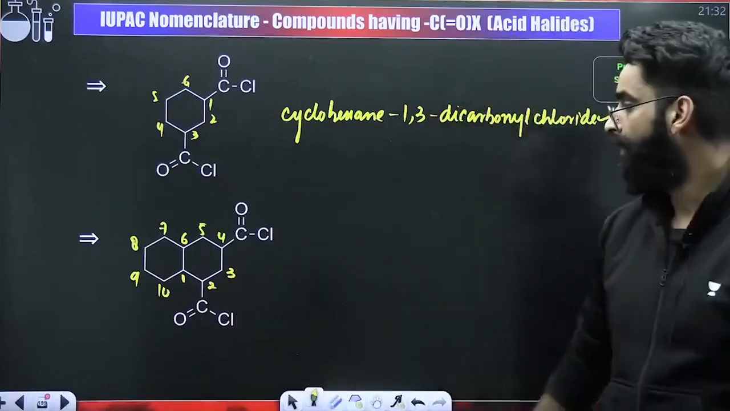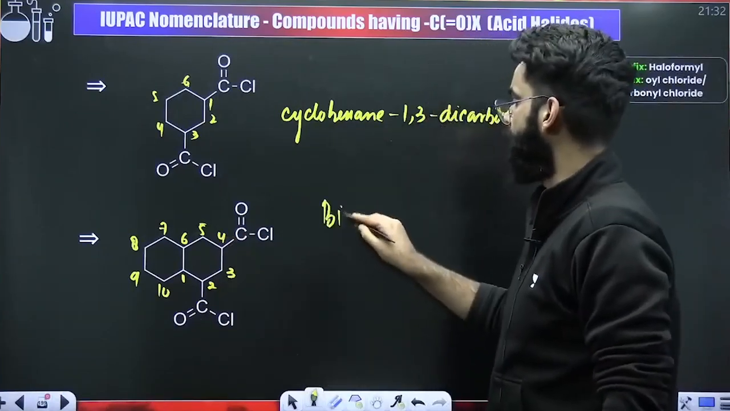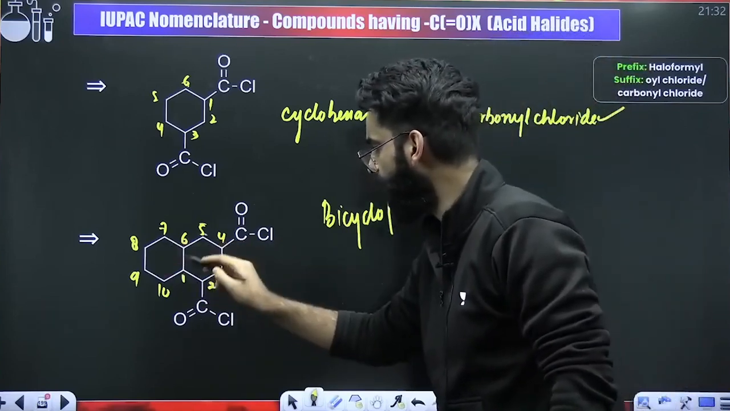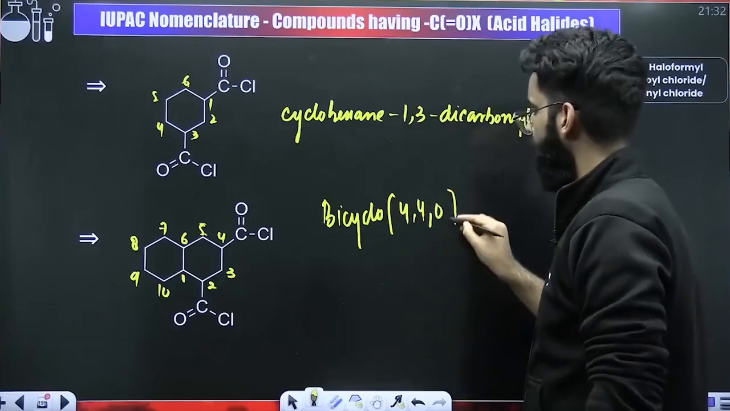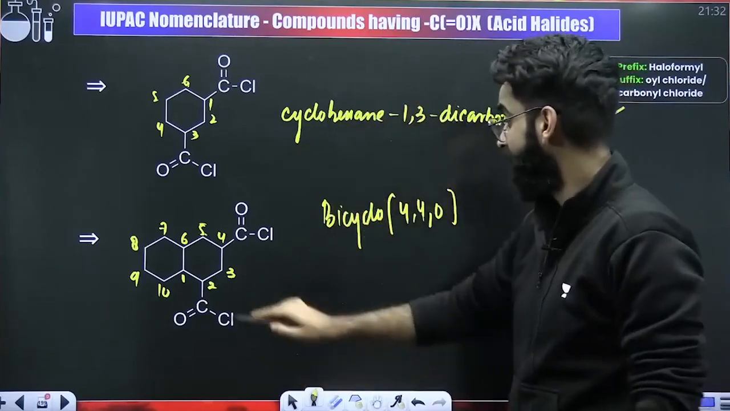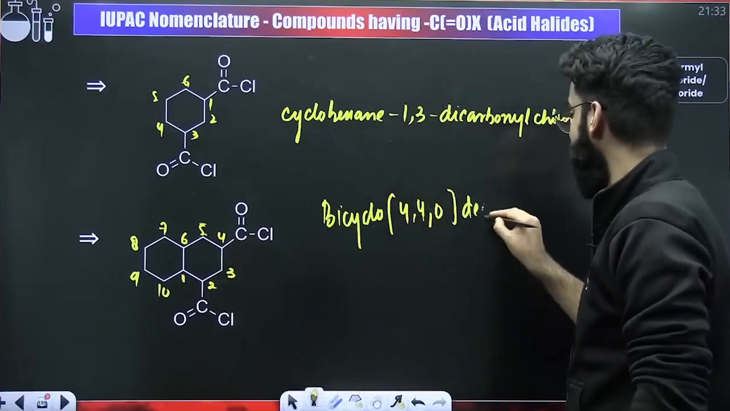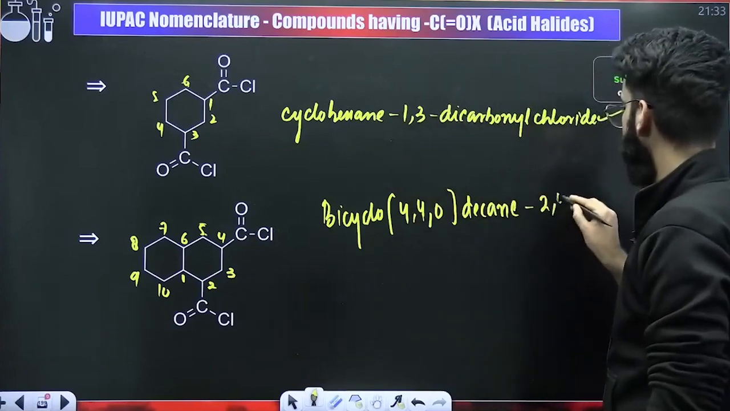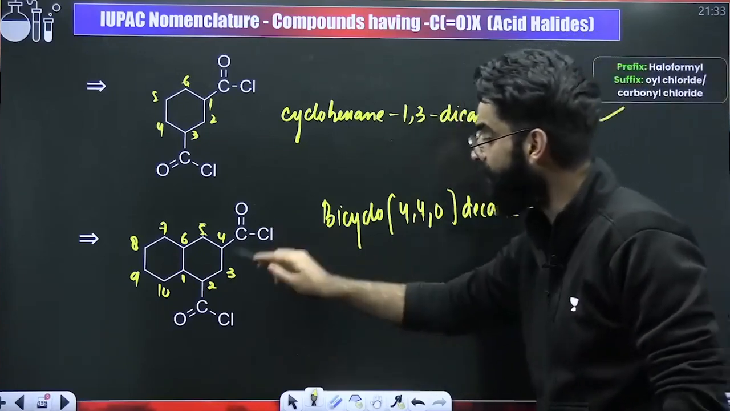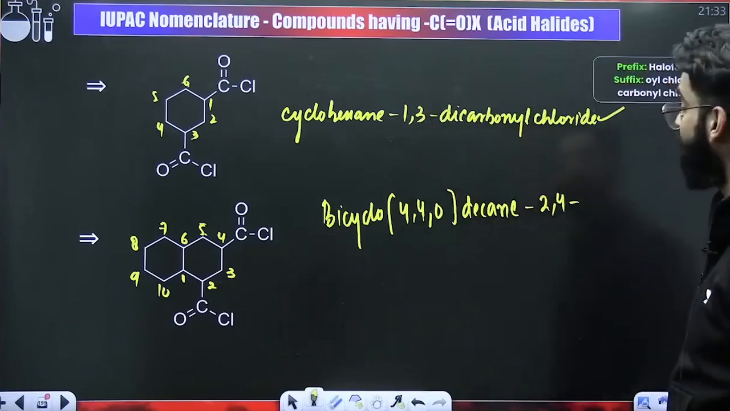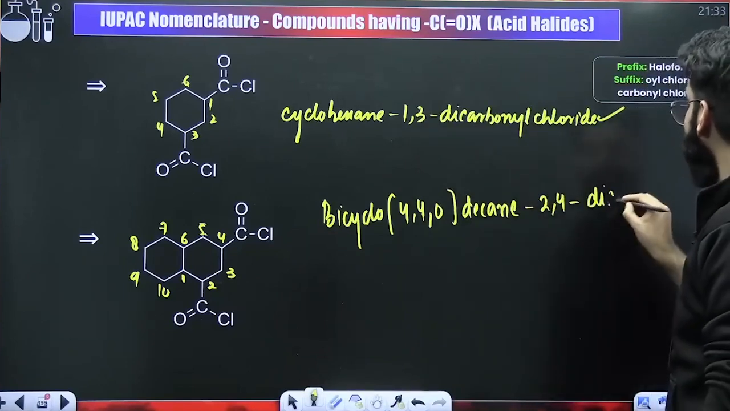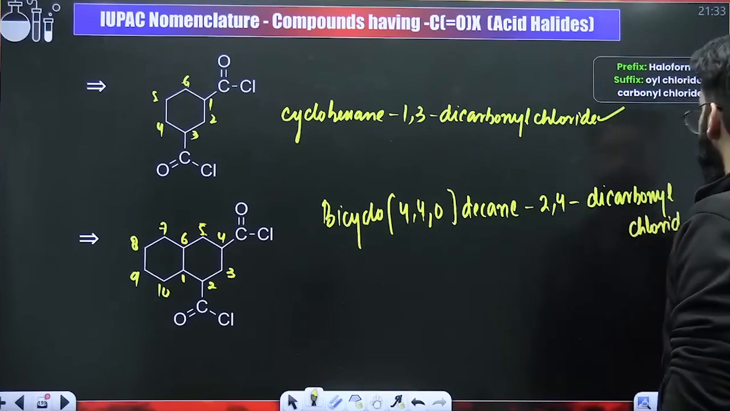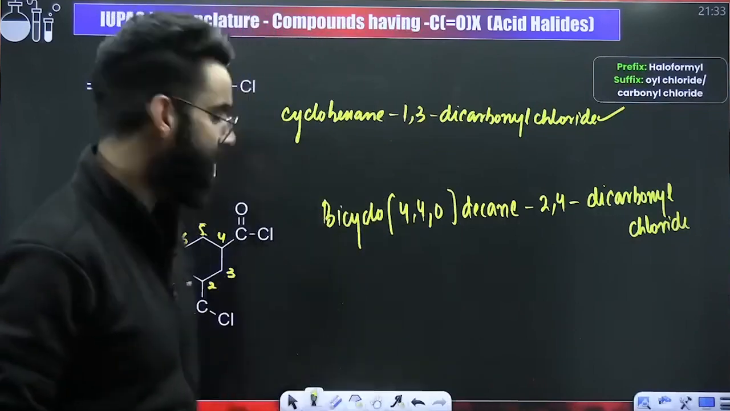Now guys, first of all, you'll be writing bicyclo because it's a bicyclo compound. Perfect. Then 1, 2, 3, 4. In the middle, no carbon atom. So 4.4.0, right? Then in the main chain, there are 10 carbon atoms. So it's dec. Everywhere is a single bond. So it's ane. Perfect. At 2 and 4, there are 2 acid chlorides and none of the carbon of the acid chloride is included in the main chain. So it's going to be dicarbonyl chloride. Perfect.